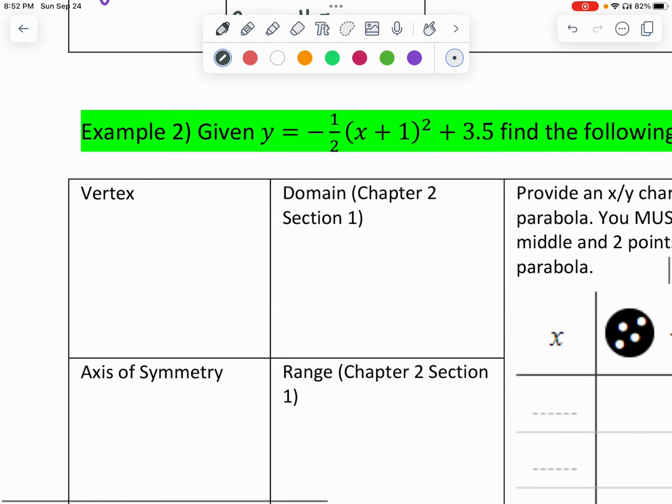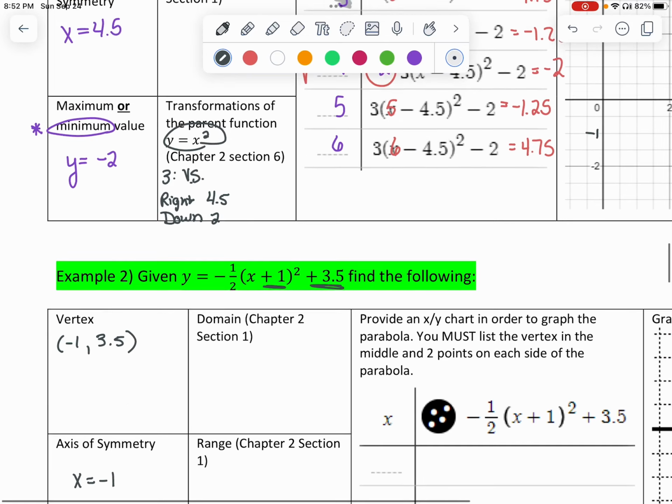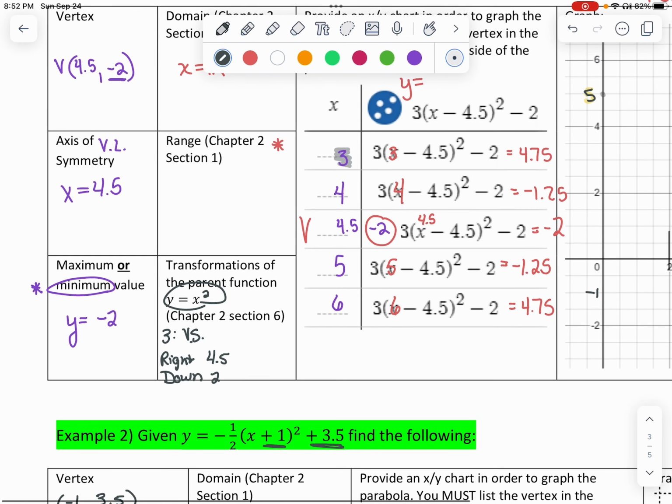So the vertex is just like absolute value. So it's -1 and 3.5, just like it was with absolute values, except with a U shape instead of a V shape. The axis of symmetry is x equals -1. And I did realize I didn't do the range in the last problem, so I'll come back, I promise. In fact, now is a good time to do that. I apologize, okay?